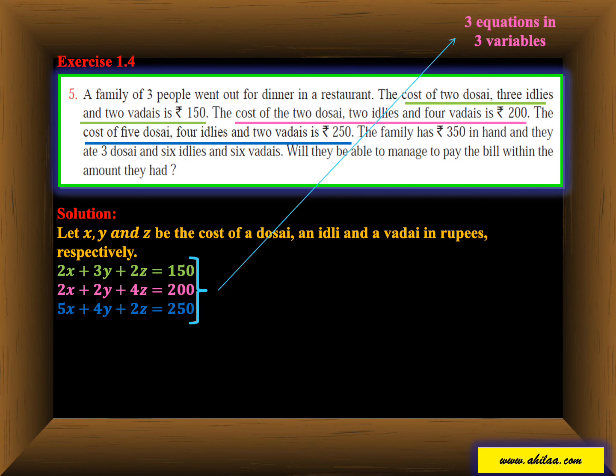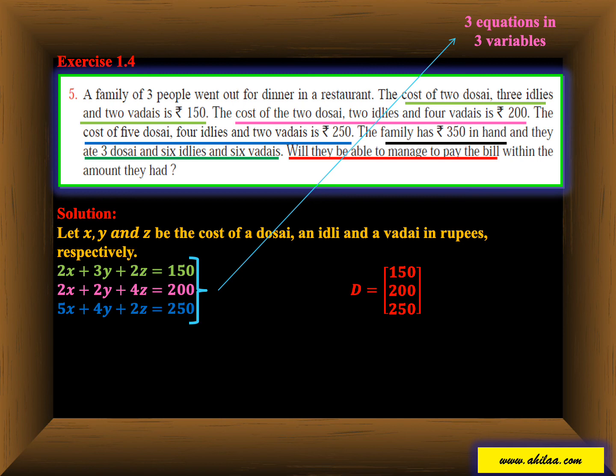What is D? The constant matrix. Constants are in the right hand side. So D equal to column matrix 150, 200, 250. Now as usual we find delta. Okay. So here the question is quite interesting. The family got only 350 rupees in hand. They ate 3 dosai, 6 idlis and 6 vadais. And they must check whether this is affordable. So will they be able to manage this bill? Let us see what happens.